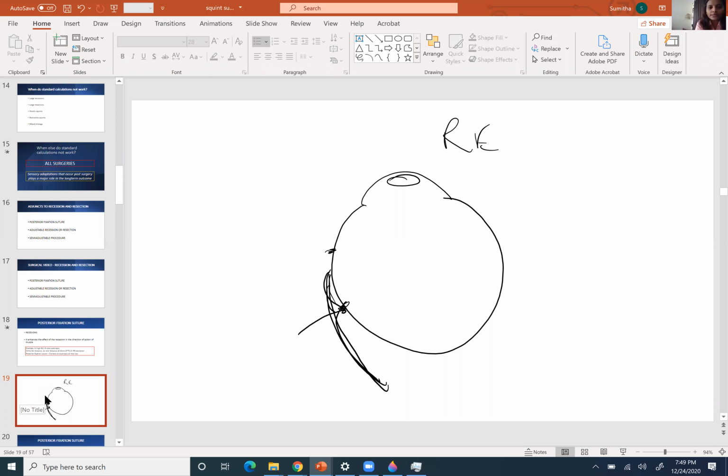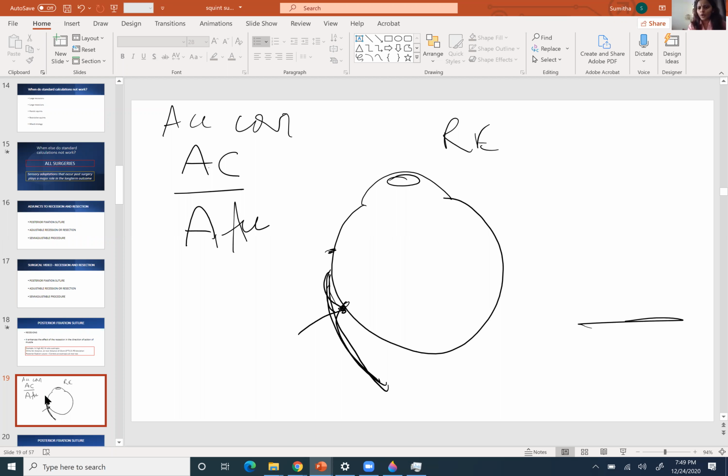What is AC/A ratio? The numerator is accommodative convergence, and the denominator is accommodation. Kindly excuse my handwriting. So it is the amount of convergence that occurs for every diopter of accommodation. Say, for example, there is an object or a target which is about 33 centimeters in front of you.